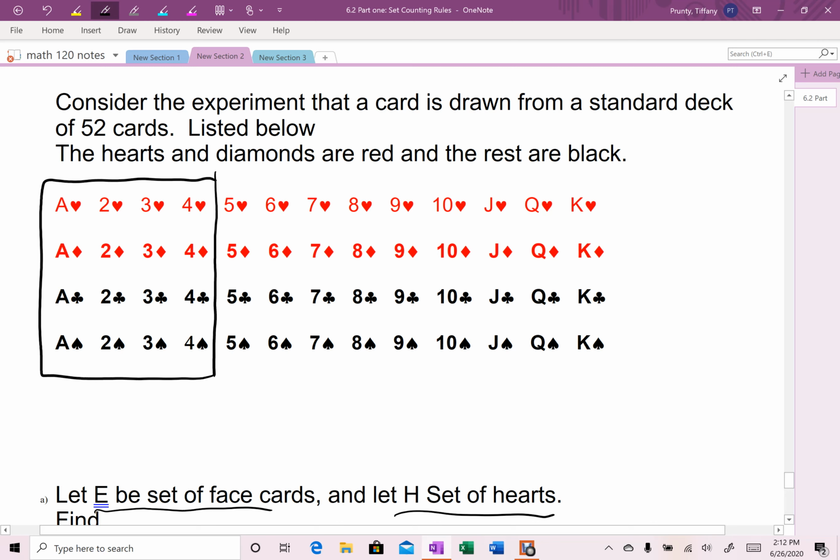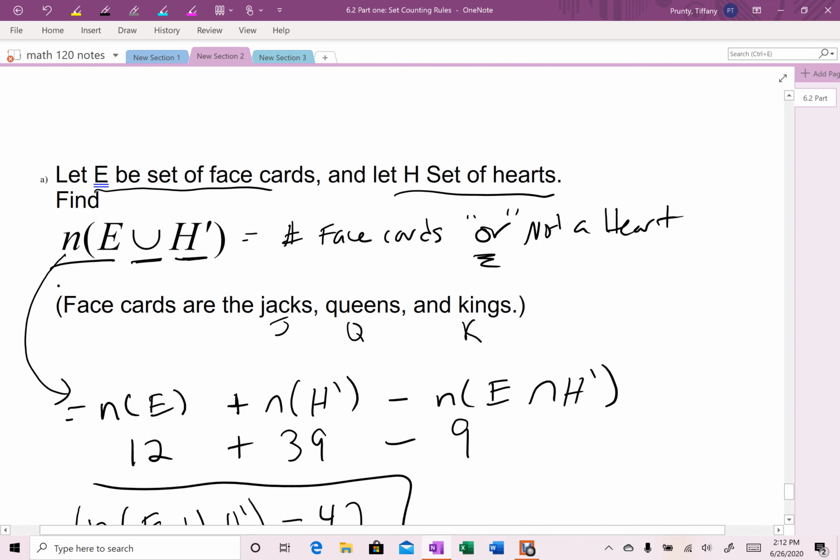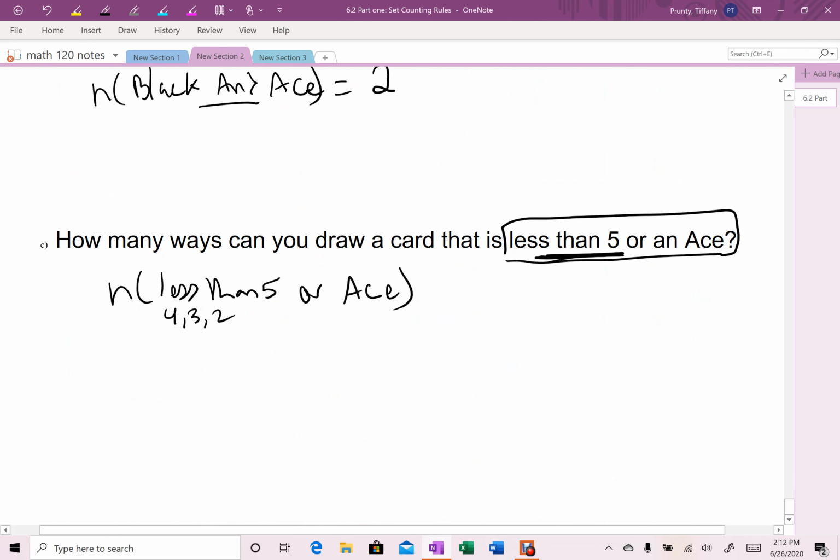Or an ace. So if we were playing blackjack, and I need a card that is smaller than 5, where aces can count as 1. I want to know what's the chance I draw a card if I have the whole deck. What's the chance I pull out a card that is smaller than 5? Well, if you count these up, there are 16 possible ways to do that. So 16. There are 16 cards that are less than 5 or an ace. So 16 possible outcomes out of 52 would be the chance that that happens.